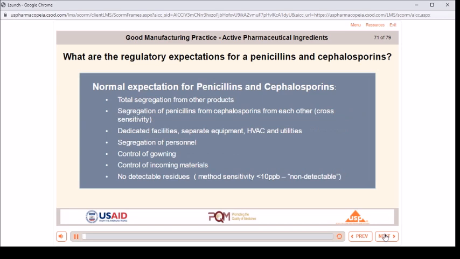The GMP consultant involved had to ensure that, as part of the evaluation of the problem, the team was fully informed regarding the regulatory expectations for control of cross-contamination from penicillins and cephalosporins. These products, both APIs and dosage forms, must be manufactured in totally segregated facilities. This normally means at a dedicated manufacturing site.